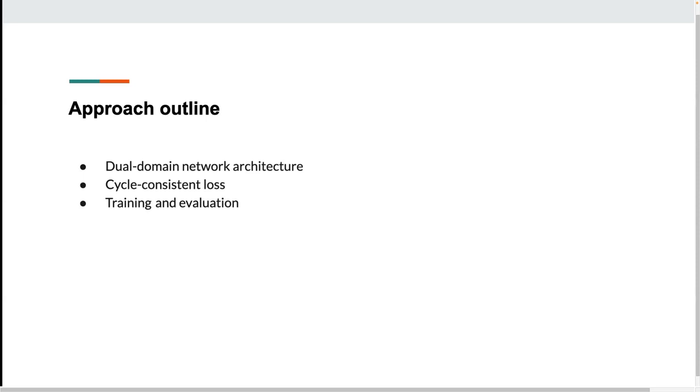So what is the dual domain network architecture? The authors proposed a framework that uses two networks, one for the PET domain and one for the CT domain, to generate corresponding images for each modality. The networks are designed to capture the features and characteristics of the corresponding images. Also, the authors trained them simultaneously to ensure consistency between the synthesized images.